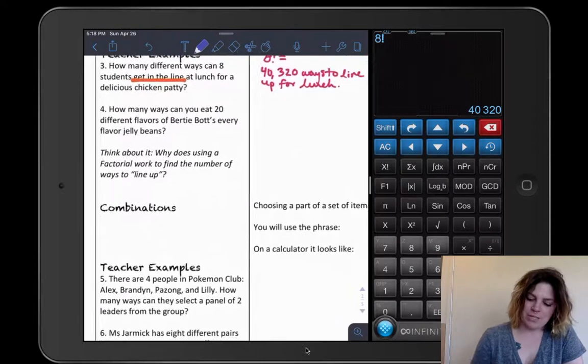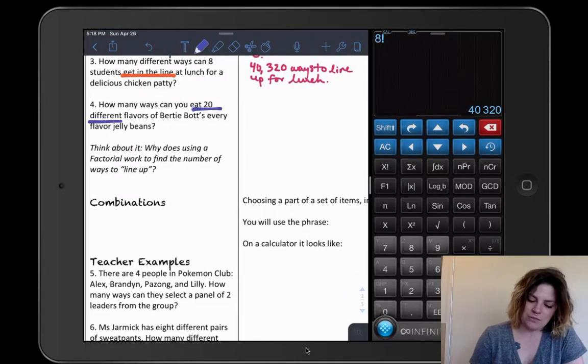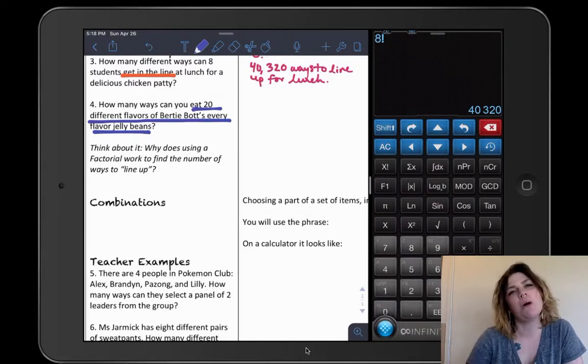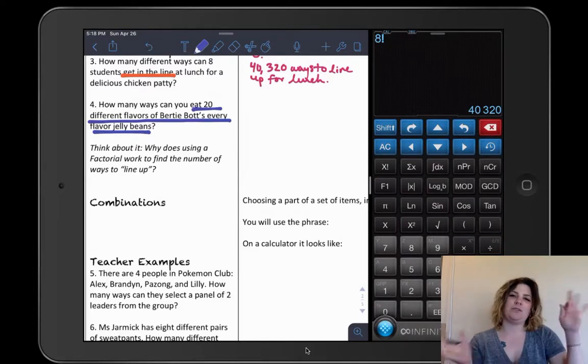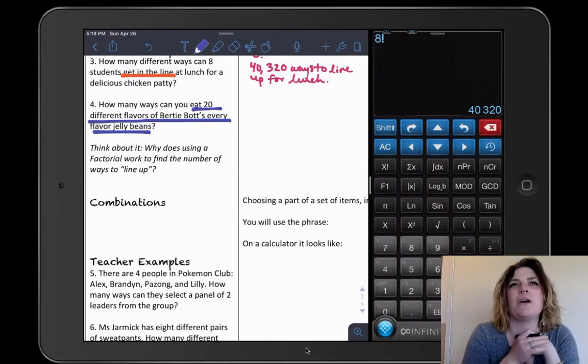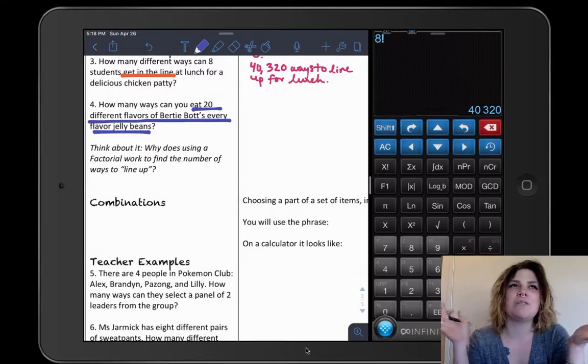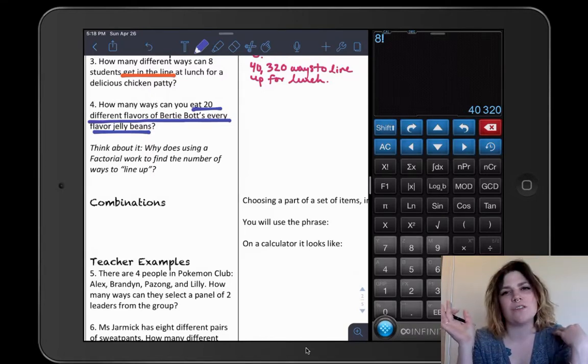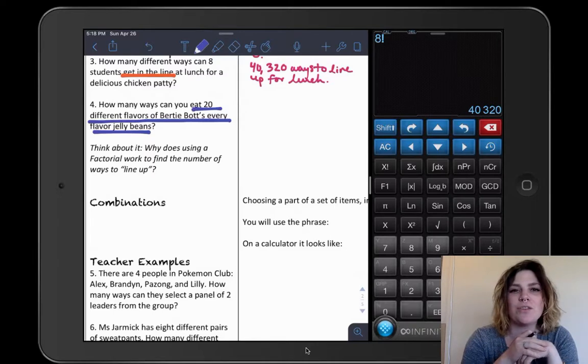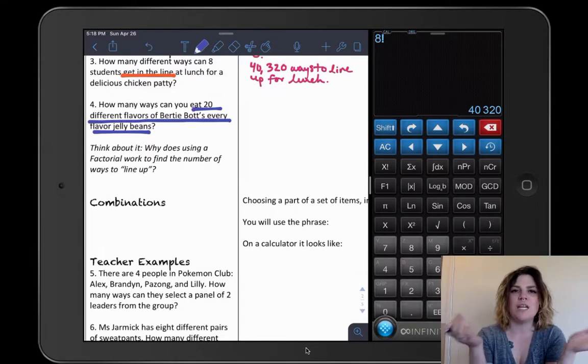How many ways can you eat 20 different flavors of Bertie Bott's Every Flavor jelly bean? Those of you who like Harry Potter know that these are the jelly beans from Harry Potter where they have vomit flavor and earwax flavor and lots of weird flavors. So you have 20 different flavors, and you're going to eat them in order. Hopefully you end on a good one, right? You would not want to end on vomit or something like that. But how many different orders can you do that?